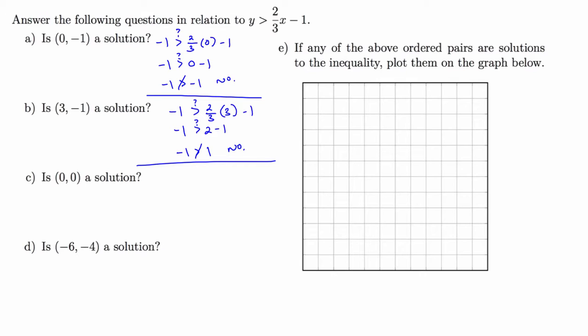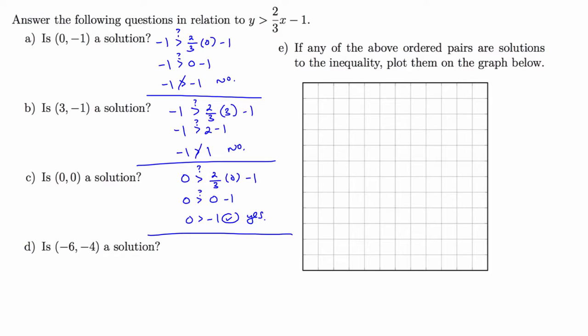Part C, is 0, 0 a solution for this inequality? Again, begin by substituting the given y value for the variable y, the given x value for the variable x, and we're trying to check, is 0 greater than 2/3 times 0 minus 1? Simplifying the right side again, 2/3 times 0 is 0, 0 minus 1 is negative 1, and we're trying to figure out, is 0 greater than negative 1? That does check, so the answer there is yes.